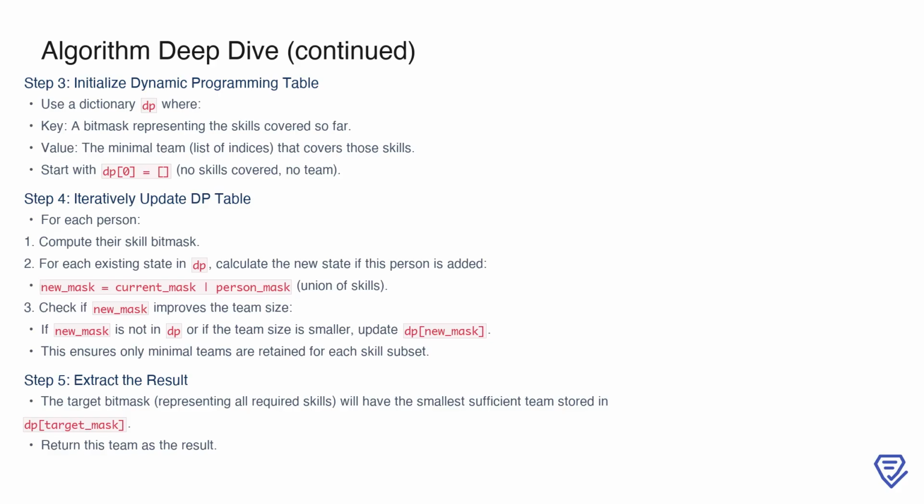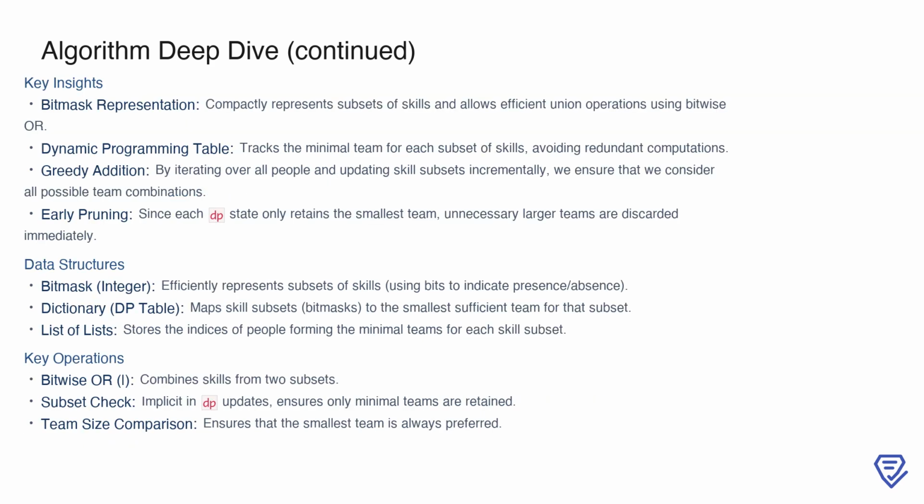Finally, once all people have been processed, the target bitmask, which represents all required skills, will contain the smallest sufficient team in the DP table. We simply extract this team and return it as the result. There are key concepts that make this approach both efficient and effective.